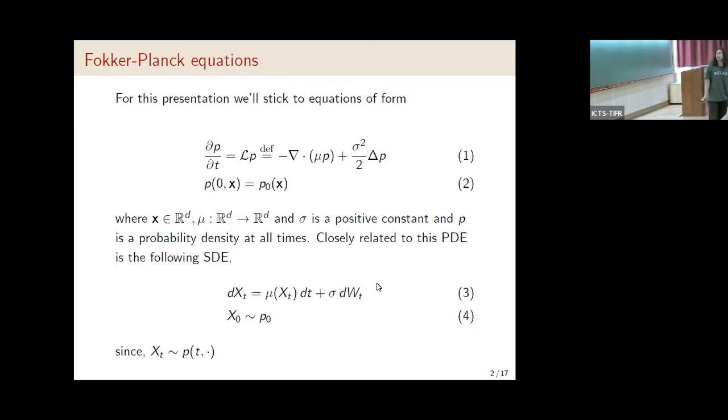For this presentation, we'll stick to equations of the form ∂P/∂t = LP, defined as minus divergence of μP plus σ²/2 Laplacian of P, with an initial condition. X is a d-dimensional vector, μ is a function from R^d to R^d, and σ is a positive constant. And P is a probability density at all times.